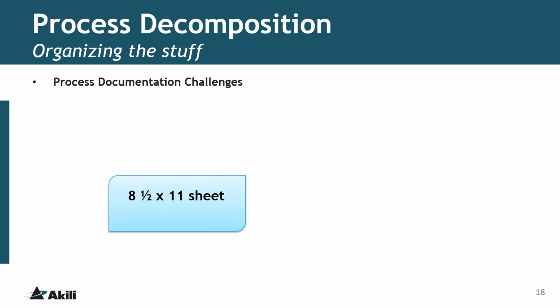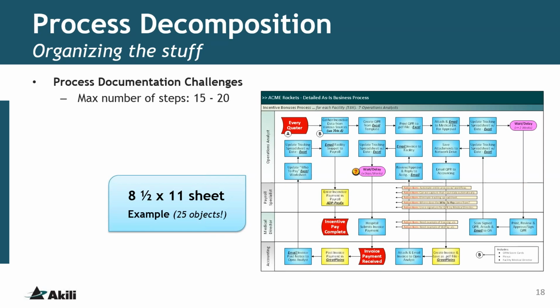So it fits on an 8.5 by 11 sheet of paper. So let's talk about that. Now we can only get about 15 to 20 at the most steps of the process on one page, provided there are only a couple of simple departmental handoffs.